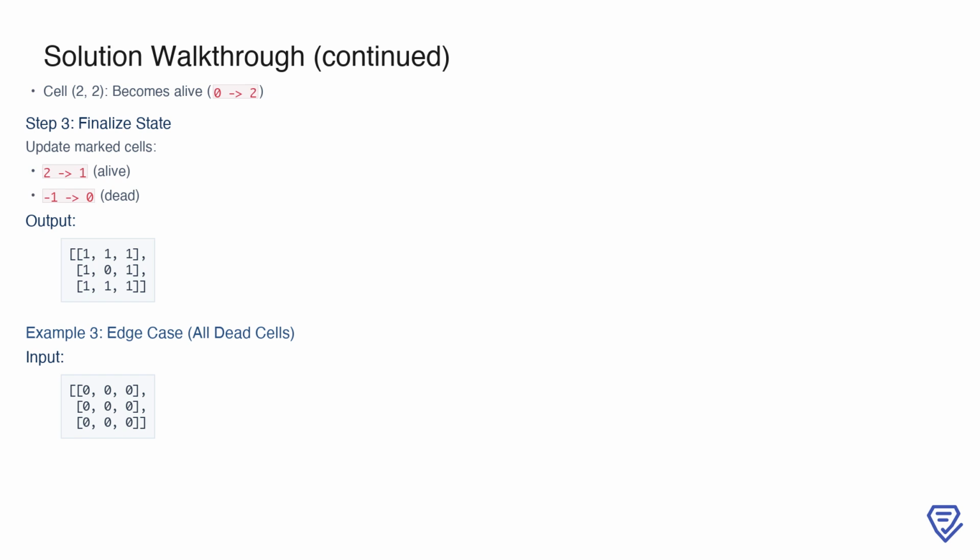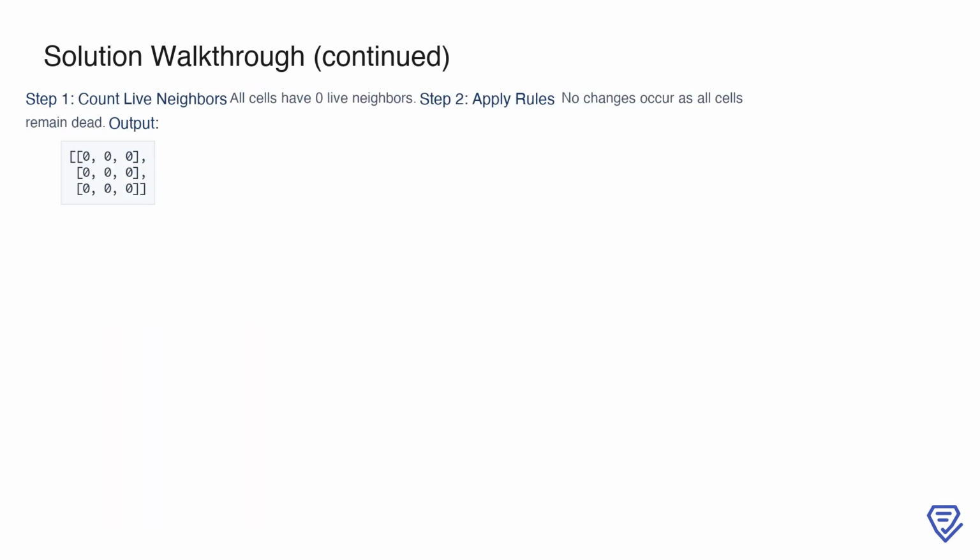Finally, let's consider an edge case where the board consists of all dead cells. In the edge case with a 3x3 board of all dead cells, the first step shows that all cells have 0 live neighbors since there are no live cells on the board. Applying the Game of Life rules, no changes occur because no dead cell has exactly 3 live neighbors to become alive. As a result, the output remains the same as the input, with all cells staying dead. This demonstrates how the rules handle scenarios where no activity exists on the board, maintaining the stability of the system.